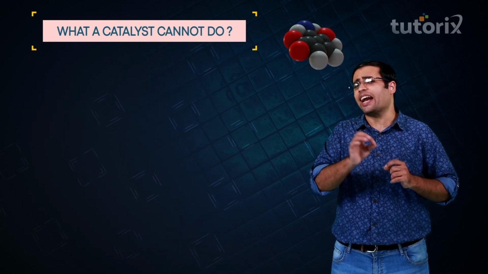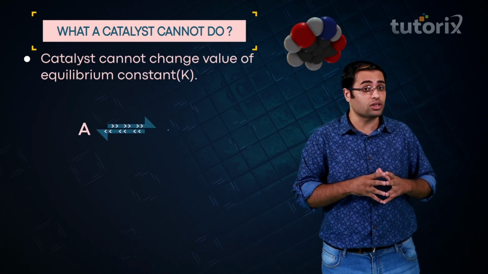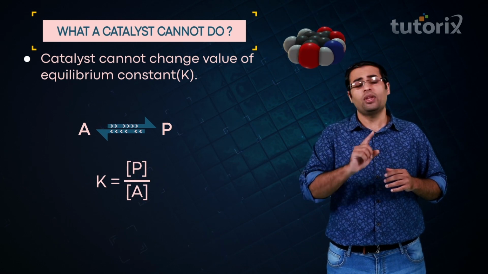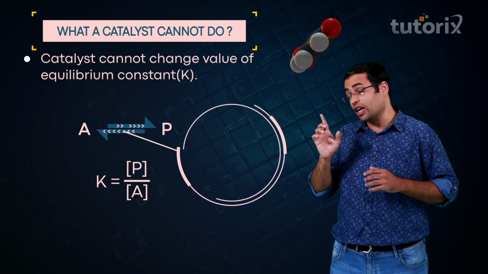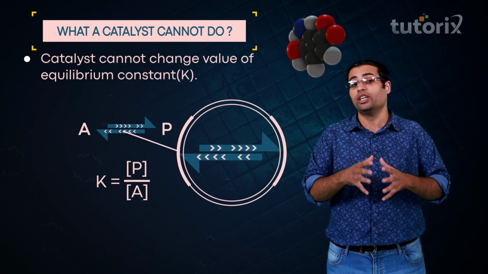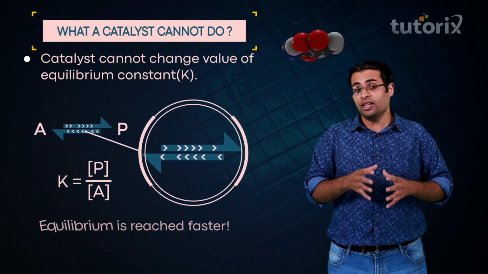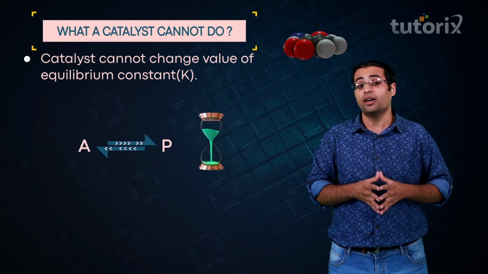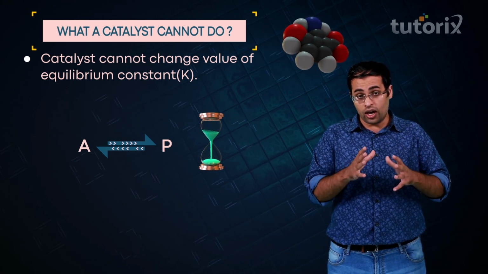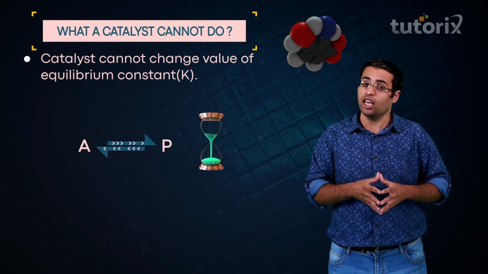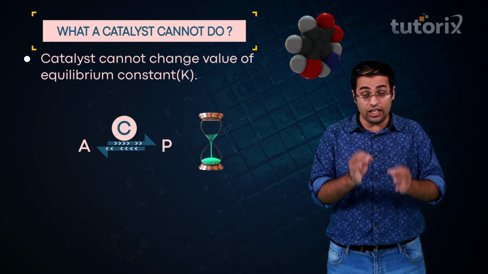The second thing which a catalyst cannot do is change the value of the equilibrium constant. But there is something else which a catalyst can do in this case, and that is catalyze the forward and the backward reactions to an equal degree so that the equilibrium state is reached faster. Simply meaning that if we have this reaction in which a catalyst is not added, it will take more time for this reaction to reach the equilibrium state, where the concentrations of reactants and products are in equilibrium with each other. Whereas if a catalyst is added, then this equilibrium state is reached faster.